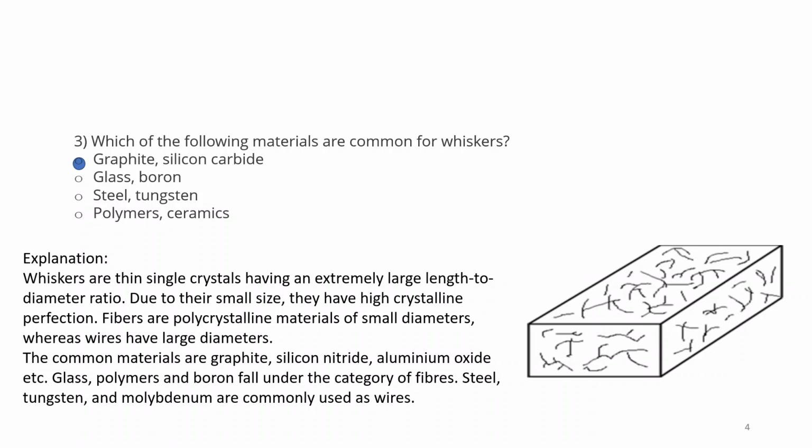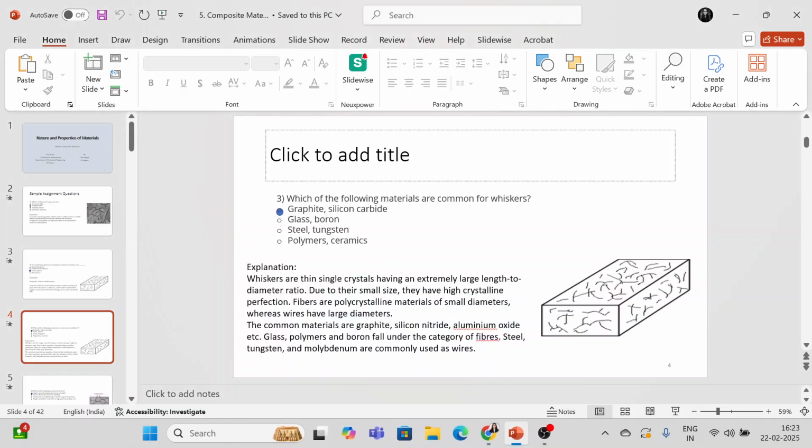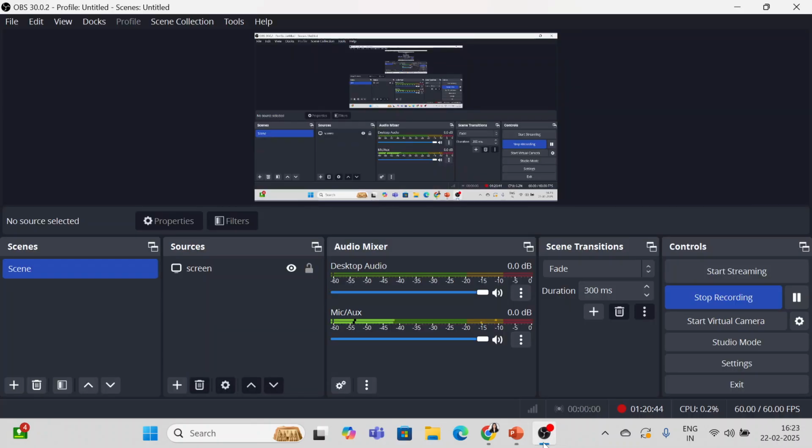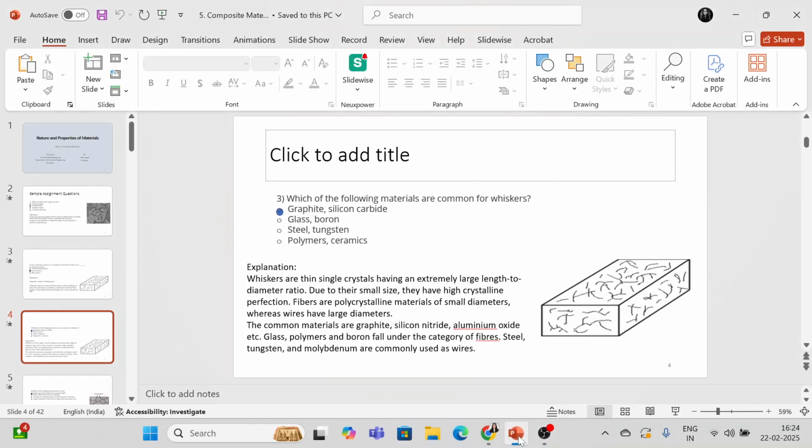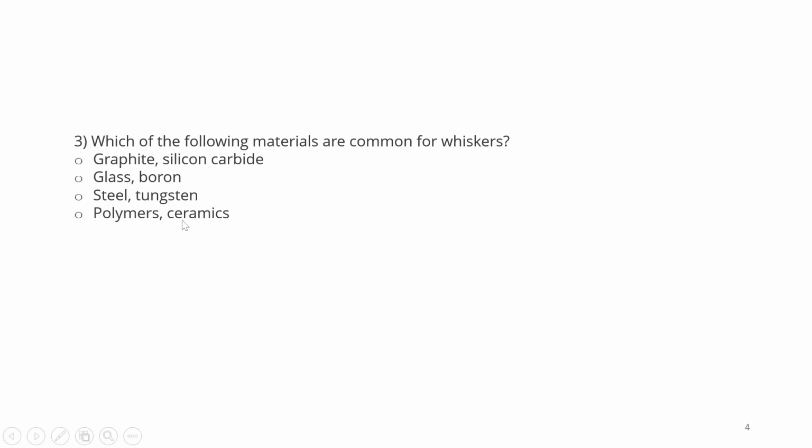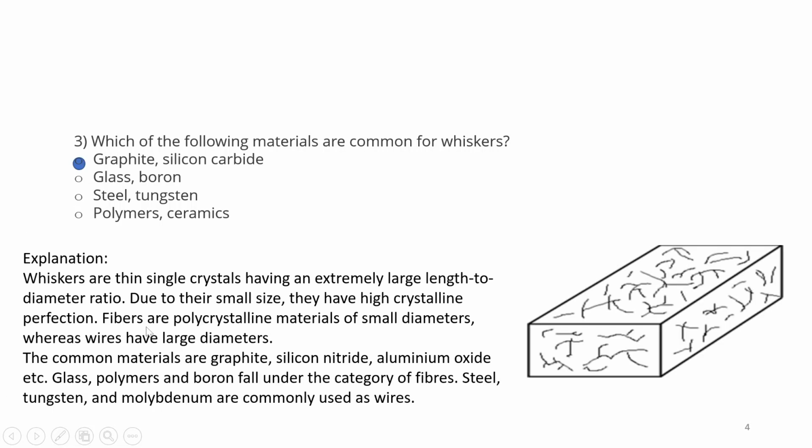Glass, polymers and boron fall under the category of fibers. Fibers are polycrystalline materials of small diameters, whereas wires have large diameters. The common materials are graphite, silicon nitride, aluminum oxide, etc. Glass, polymers, boron fall under the category of fibers. Steel, tungsten and molybdenum are commonly used as wires.